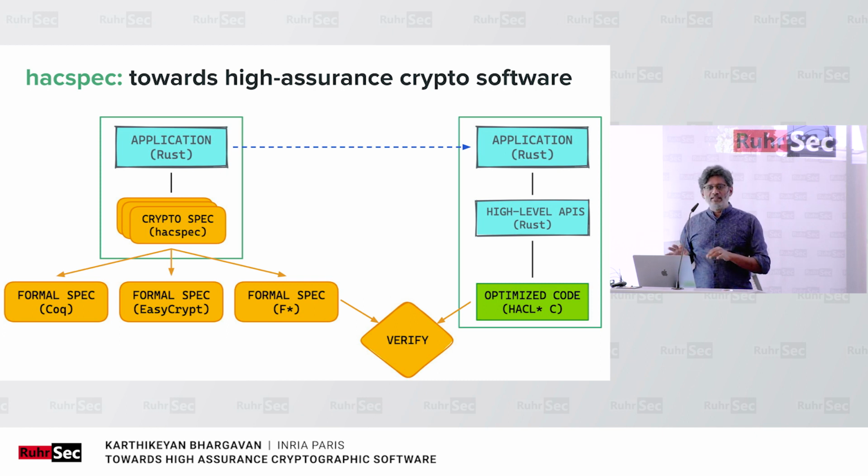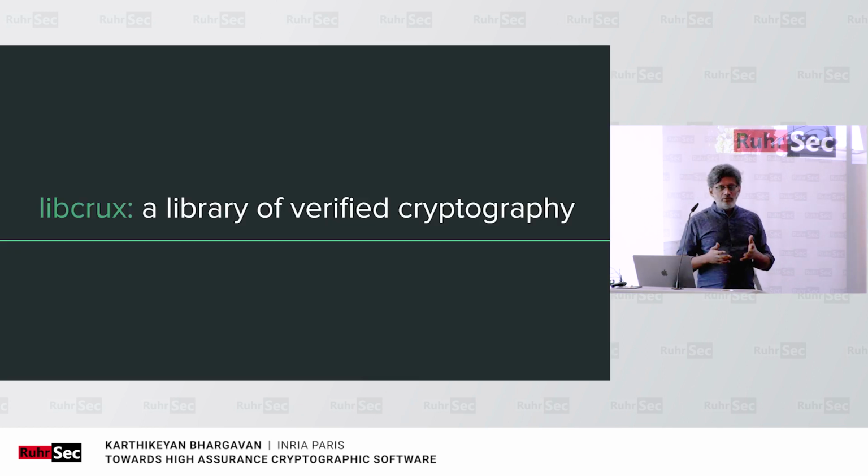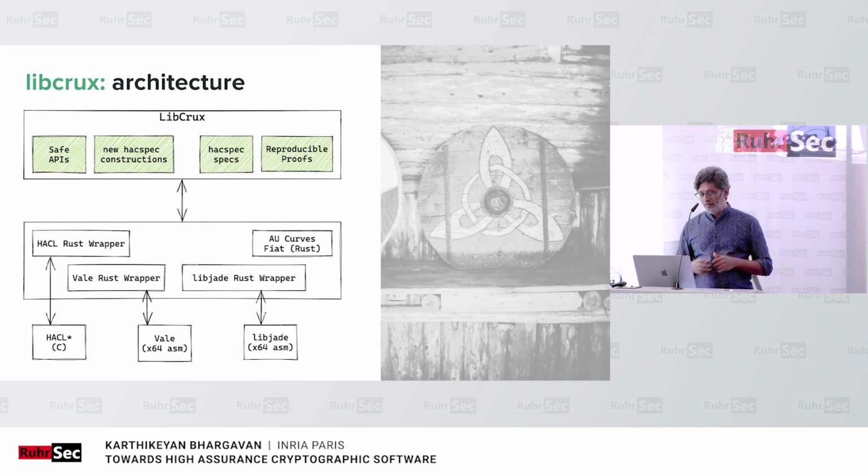We're already doing this in a few examples, and to show off how this works, we have a library, which we've also released, called libcrux. It's a Rust library, which combines a bunch of verified crypto under one roof. So the architecture is that at the bottom you see it uses HACL star, Vale, and libjade. It also uses Aucurs, which is already written in Rust.